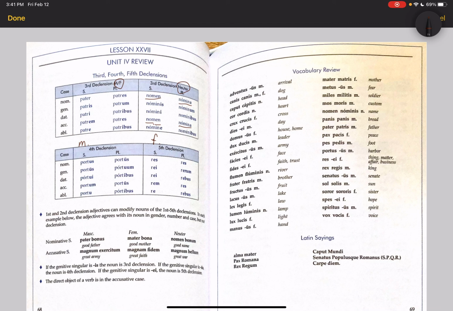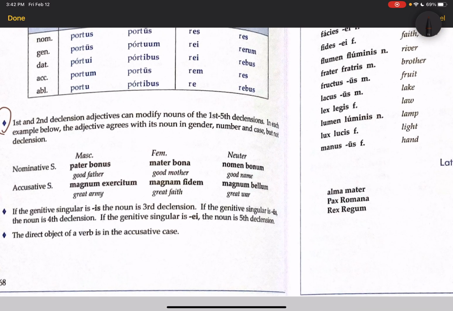1st and 2nd declension adjectives can modify 1st through 5th declension nouns. In each example below, the adjective agrees with its noun in gender, number, and case, but not declension. So here they're just pointing out that you can use any adjective to modify any noun. Nouns and adjectives have to agree in gender and number and case, but their endings don't have to look exactly the same. For example, pater bonus. Pater doesn't have the same ending as bonus, but both are masculine, nominative, and singular, and so they match and they go together, right?